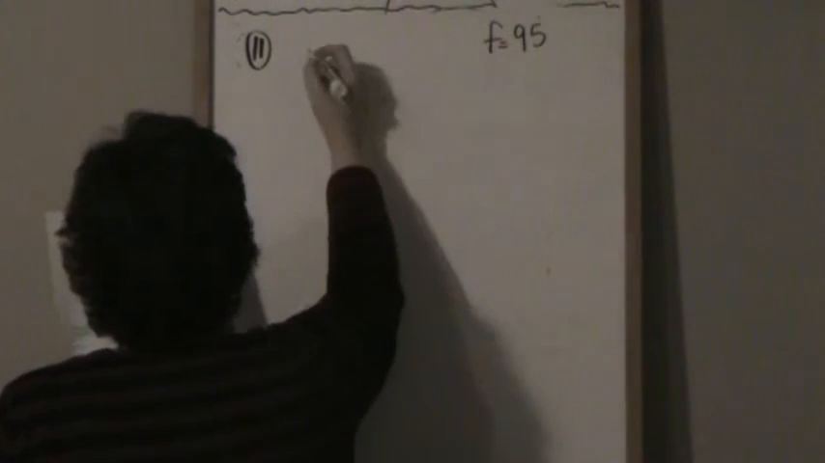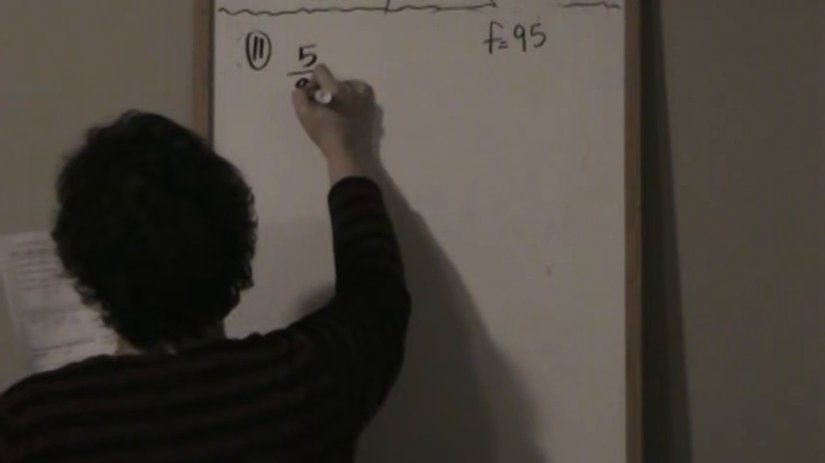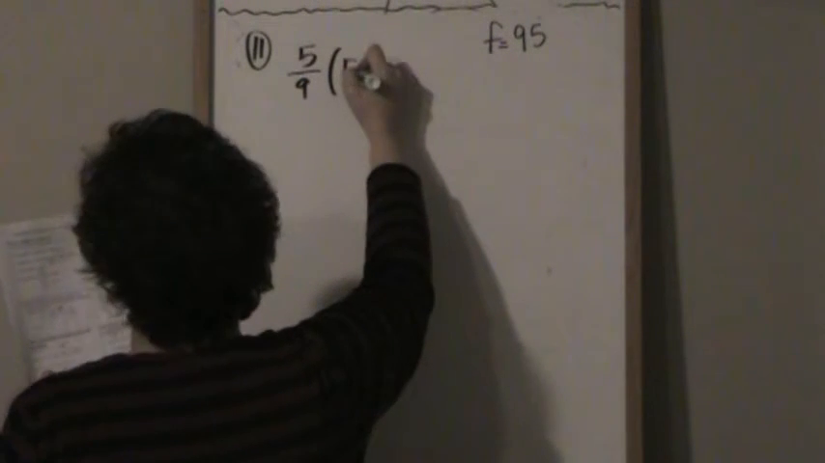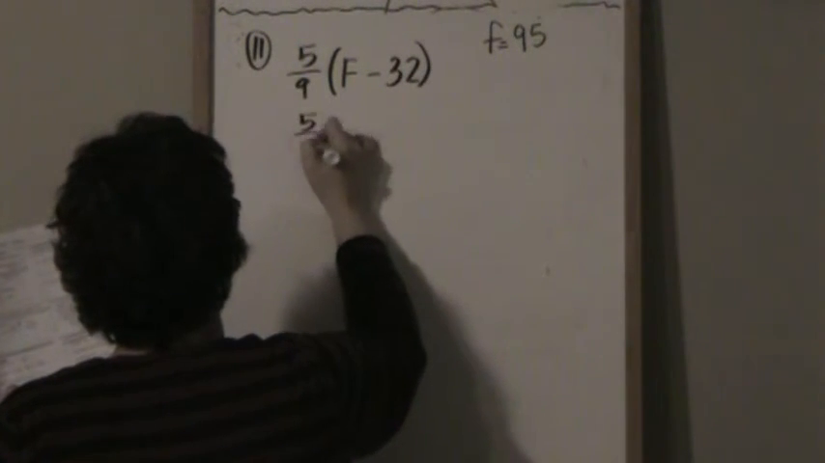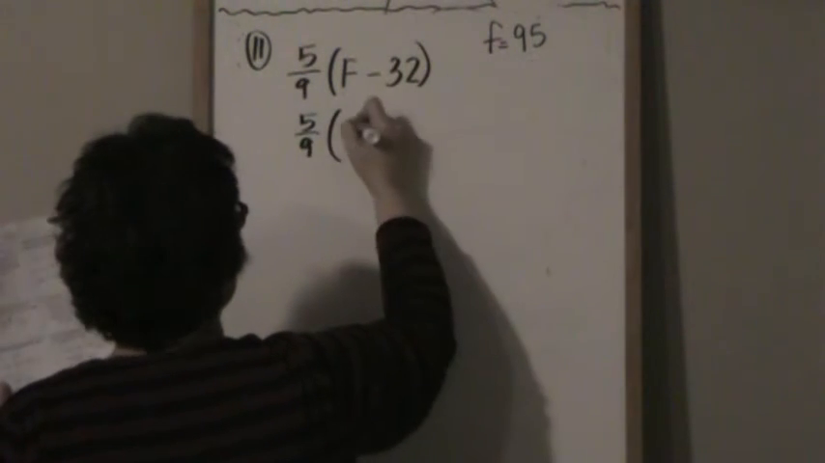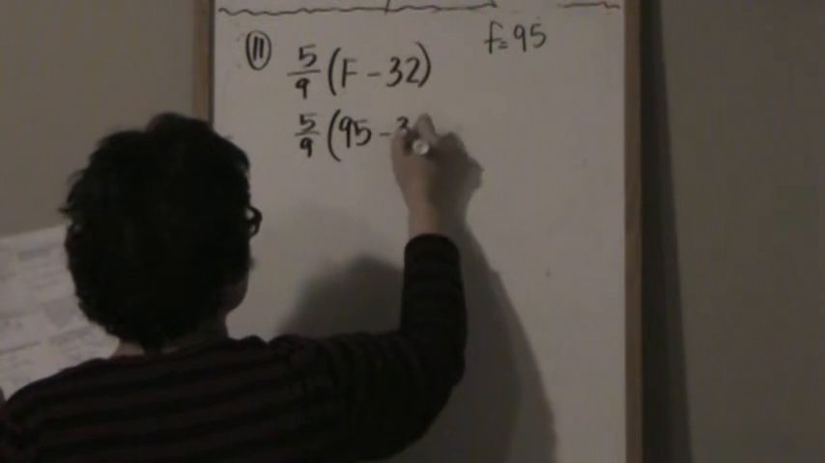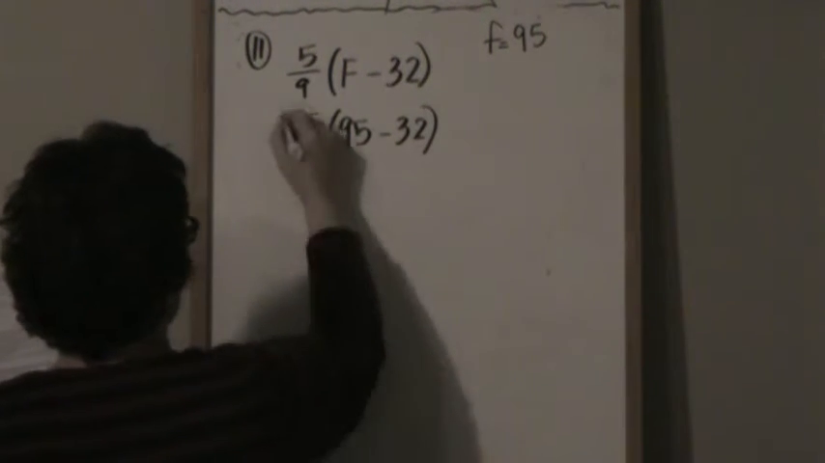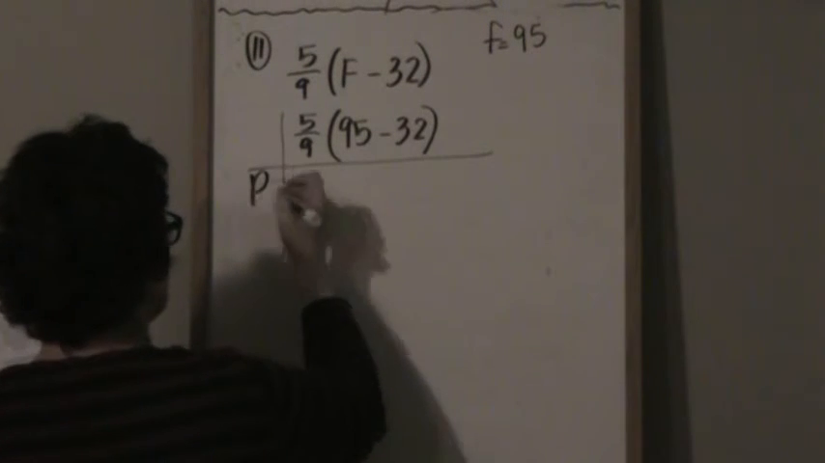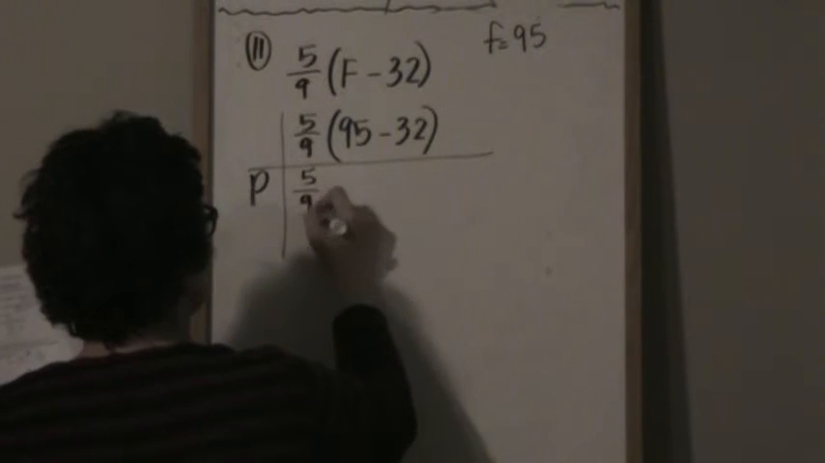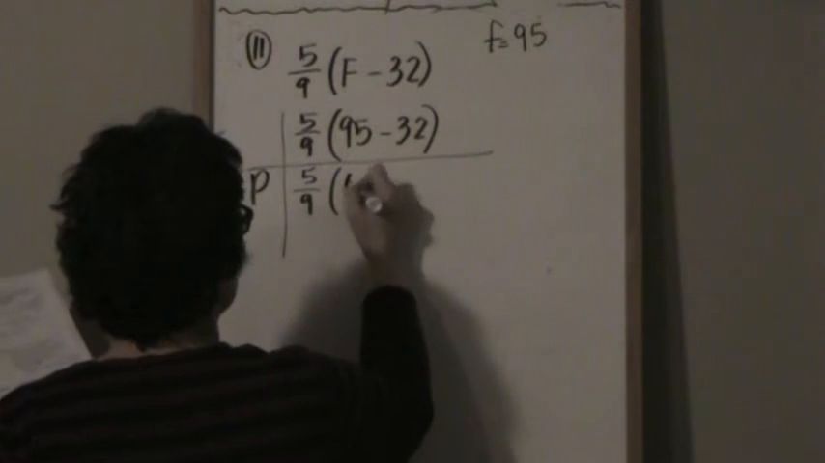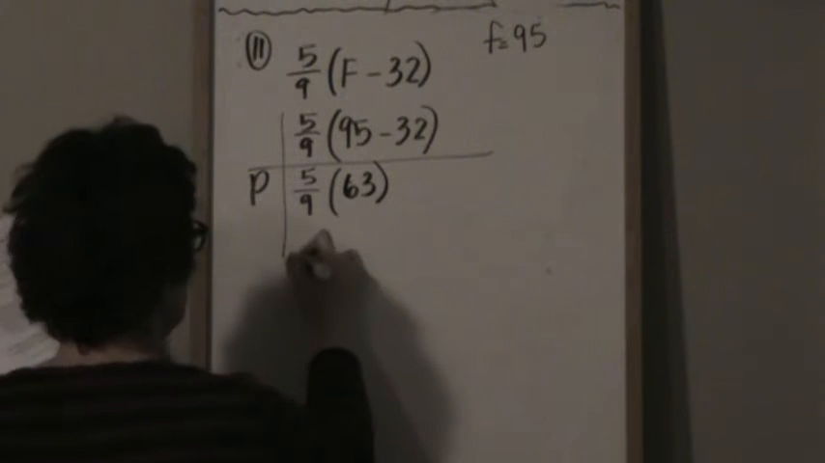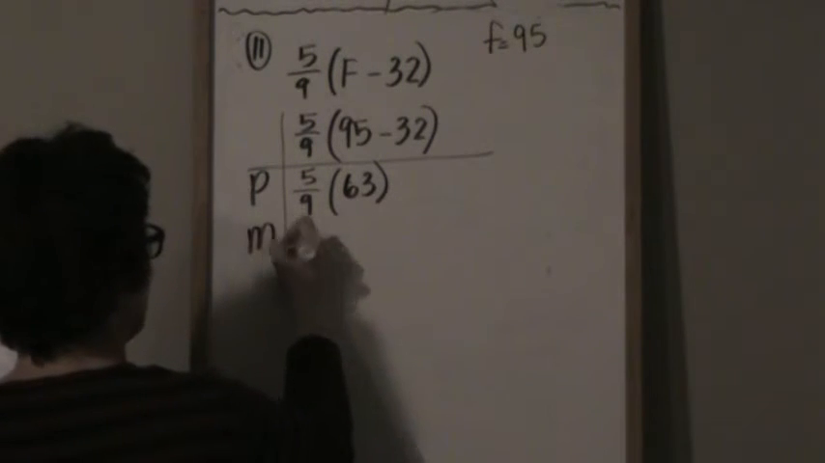Okay, so now I'm going to write the problem out. 5/9, I'm going to write the formula out, times F minus 32. 5/9 times 95 minus 32. Okay, I'm going to do my parentheses first. 5/9 times 95 minus 32 is 63. Now I'm going to do my multiply.